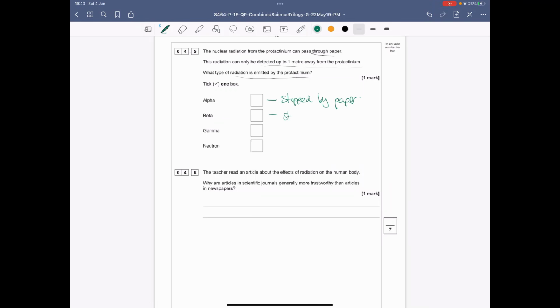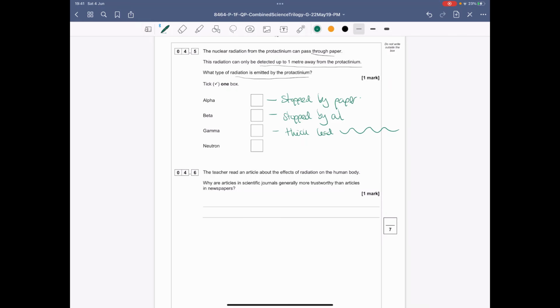Beta is stopped by aluminium. And gamma, well, the only thing it's stopped by is thick lead. And it is a wave which can travel very long distances.